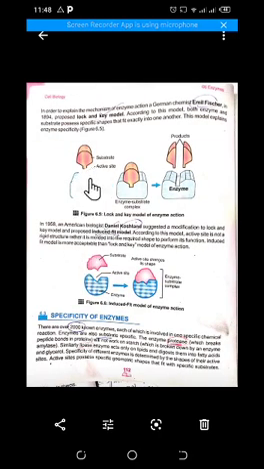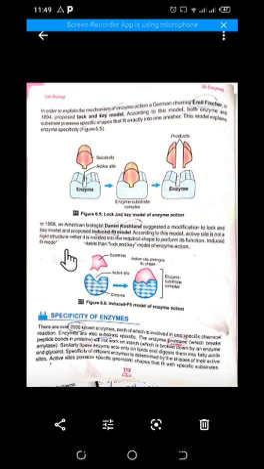and substrate possess specific shapes that fit exactly into one another. This model explains enzyme specificity. Now look at the diagram. Enzyme and substrate have a specific shape and they fit into one another and form the products. It means enzymes are specific. Fine, lock and key model.